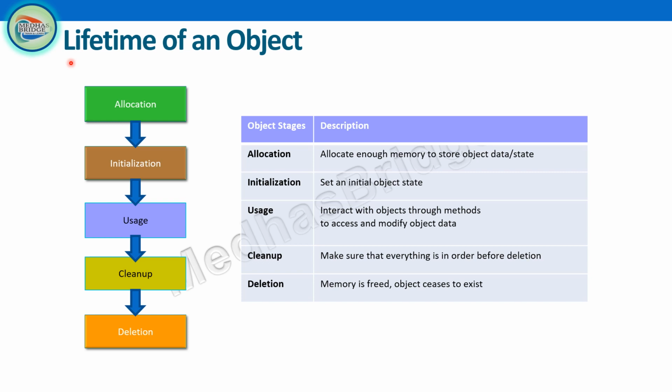Coming to the lifetime of an object. An object has different stages: allocation, initialization, usage, cleanup, deletion. These stages are known as the lifetime of an object, right? Let's look at them one by one. Allocation means allocating enough memory to store object data, which is also known as the state of an object. During initialization, we set the initial state of an object, meaning initializing the attributes of an object.